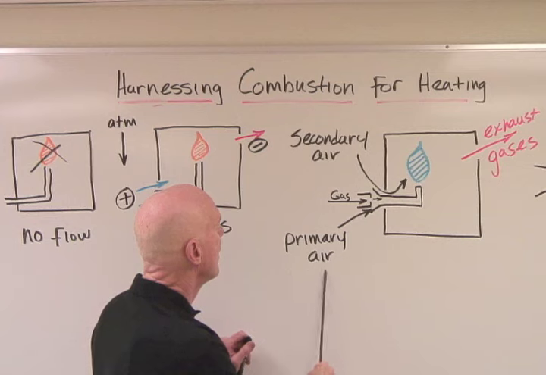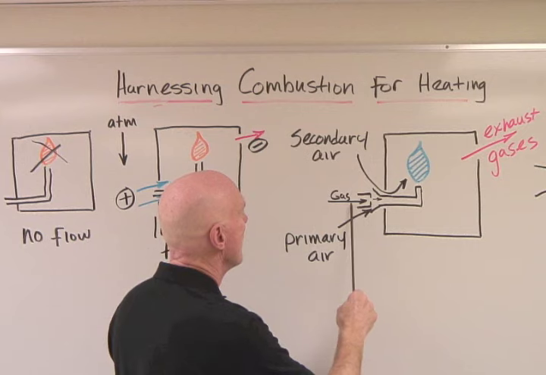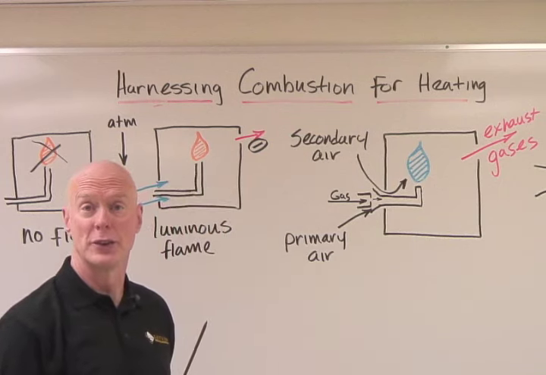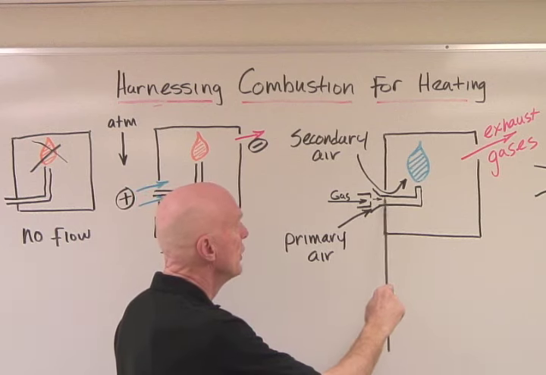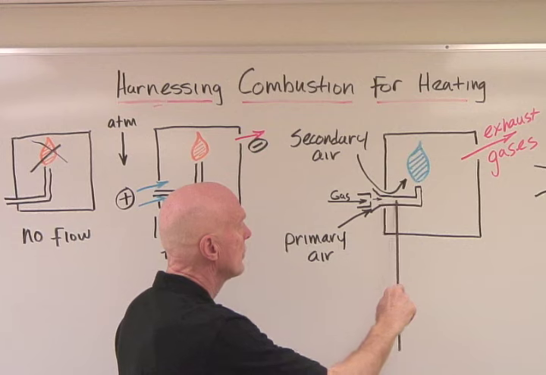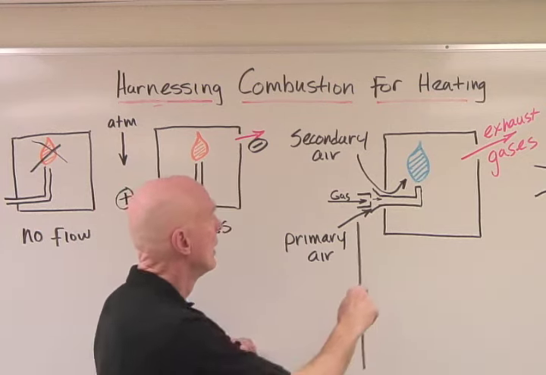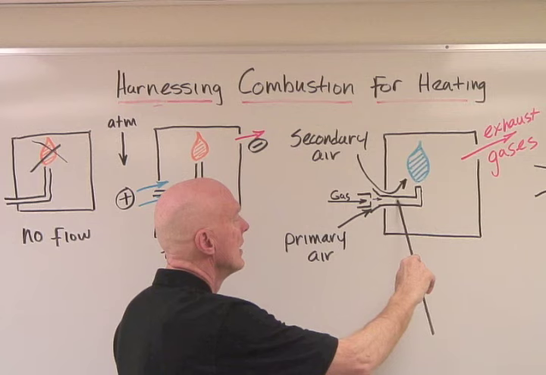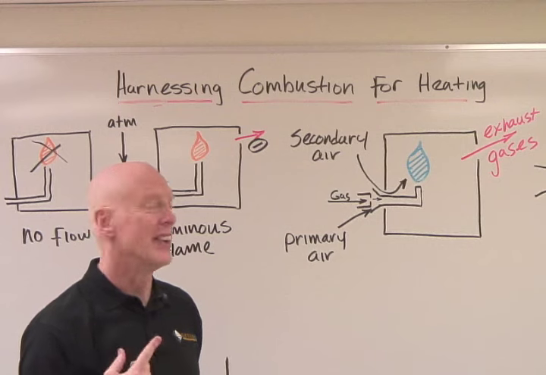With primary air, we have a gas pipe right here, and the gas pipe has an orifice in it. The gas pipe has pressure in it from the gas line, so the gas flows through the orifice. And as it flows through the orifice, it draws air in with it, into the burner. So it's drawn into the pipe, and the gas and the primary air mix together.